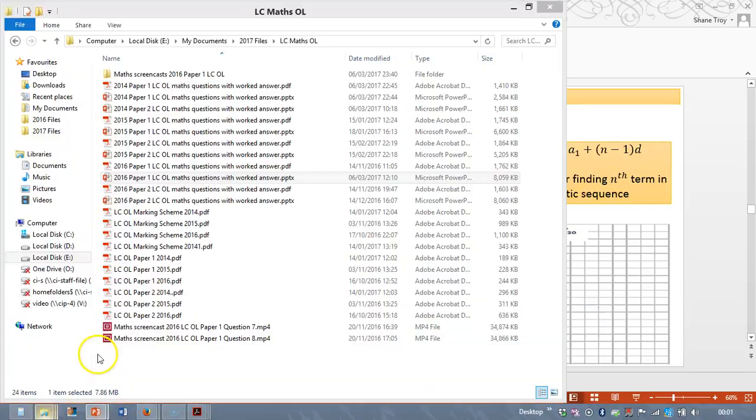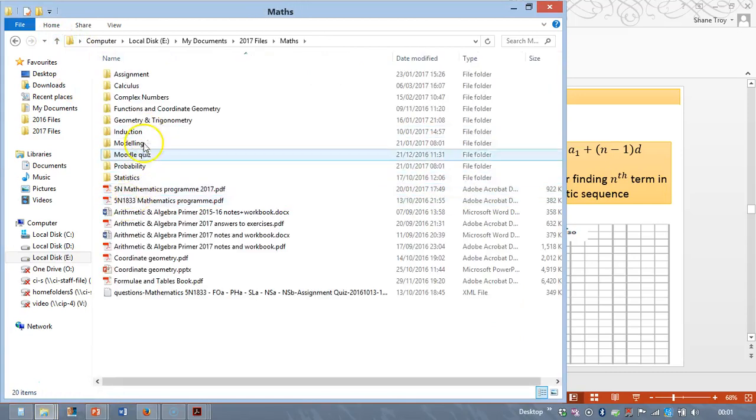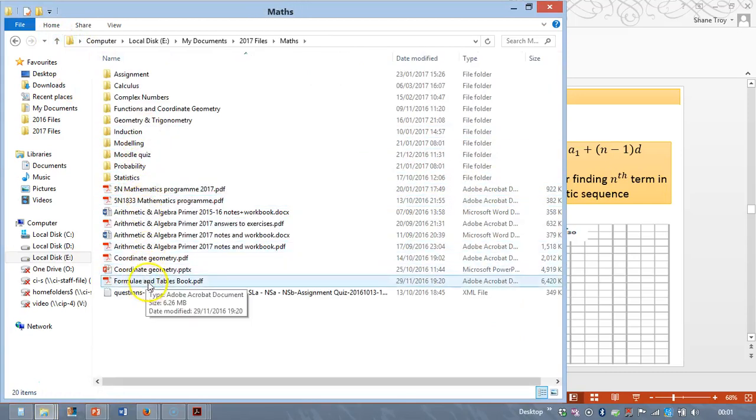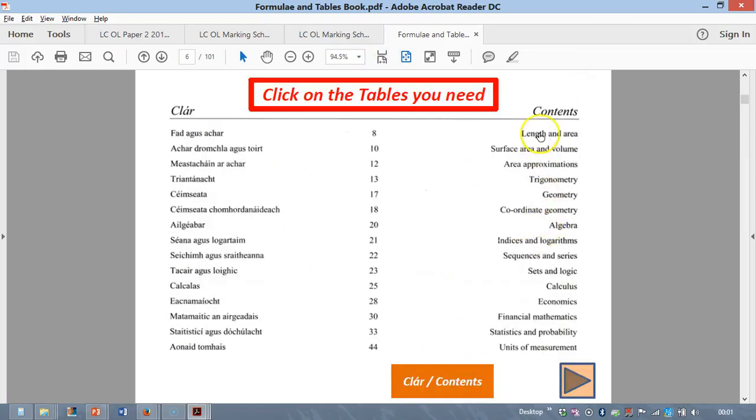And I have a digital version of the maths tables. I'm just going to open it up real quick. And I actually have it open from earlier. So this is the page. If I go back to the contents page, you'll see different contents.